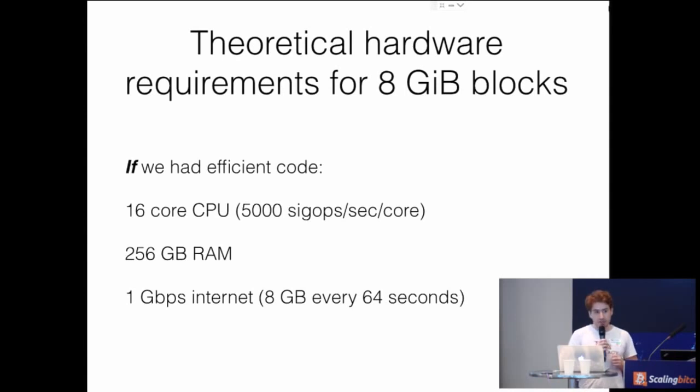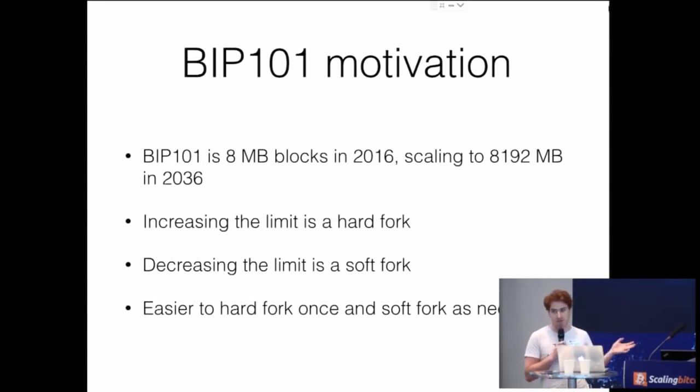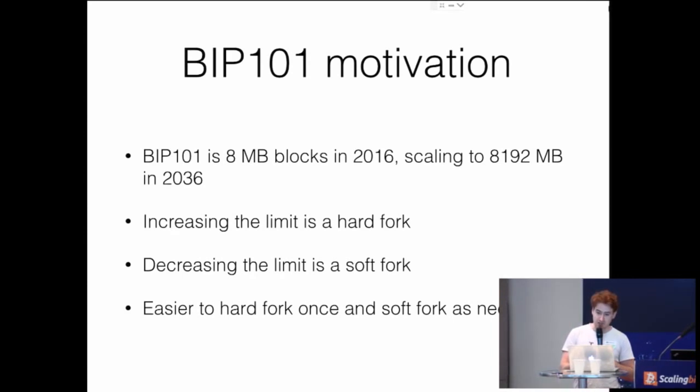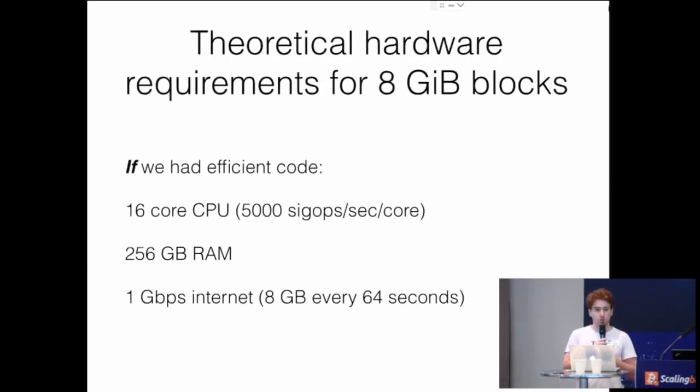So in theory, what we would need in order to be able to handle, oh, by the way, BIP 101, let me just go back and say that. 8 megabytes now, or on January 11th, and then doubling every 2 years for the next 20 years, eventually reaching a size of 8,192 megabytes. That's what BIP 101 is. And that 8 gigabytes would require, in theory, a large amount of computing power, but it's not an insane amount of computing power.